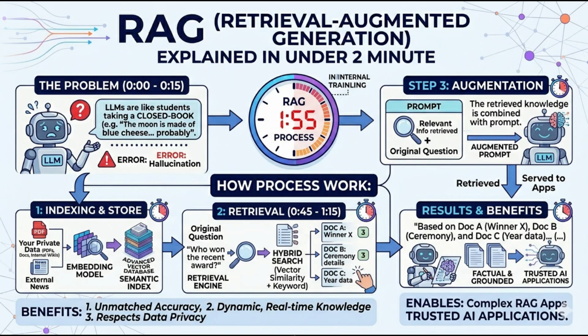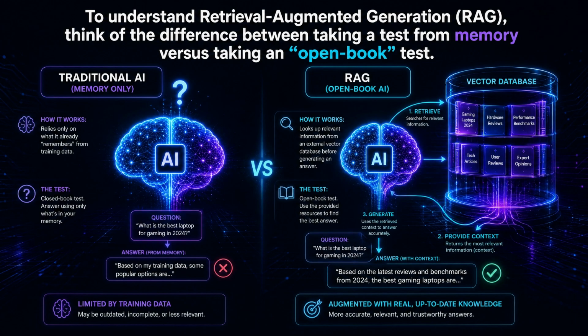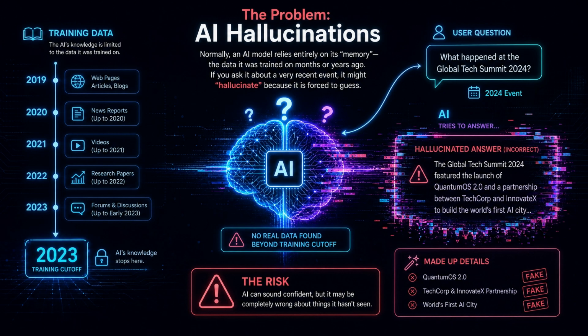RAG, Retrieval-Augmented Generation, explained in under 2 minutes. To understand Retrieval-Augmented Generation, RAG, think of the difference between taking a test from memory versus taking an open book test. The problem: AI hallucinations.